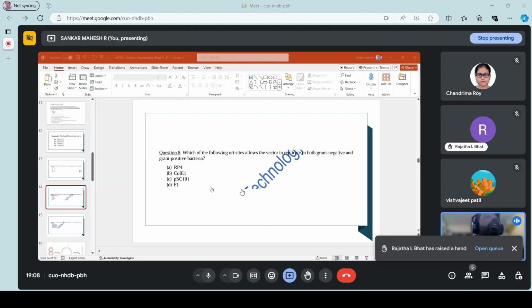Okay, to think about this, Chandrima, you can think about from which organism this pSC101 was isolated, and what is the status with respect to gram staining of that particular organism, whether it was gram positive or gram negative. That will give you an answer. We'll listen to Rajata's answer and then we'll go ahead. Yeah, Rajata, you can unmute.